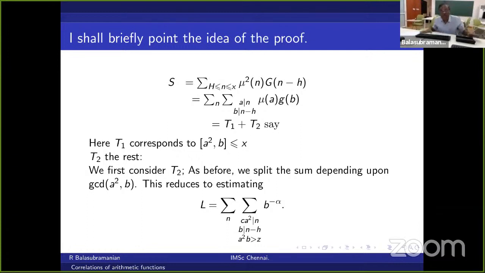As before, we split the sum depending upon the GCD of a square b, and therefore that reduces to estimating the summation over n, a square dividing n, b dividing n minus h, something like a square b bigger or equal to z, b power minus alpha. And this summation is something which I have not been able to estimate without losing the epsilon. And I would like to even tell you where I am sort of losing the epsilon.